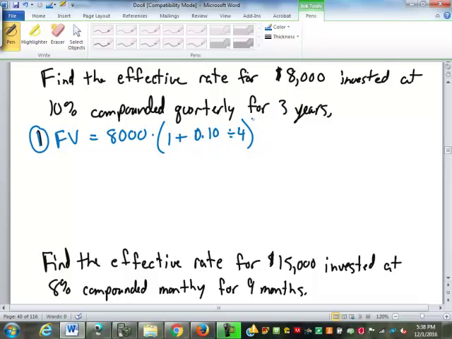Why is it not 12 here? For compound interest, we only always go 1 year max. If it's more than a year, we only go for 1 year.